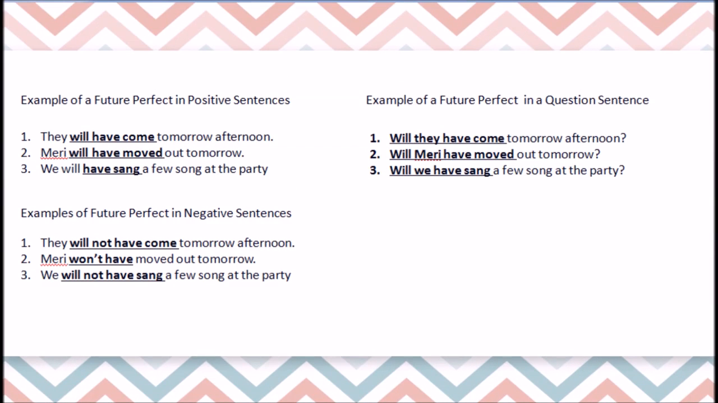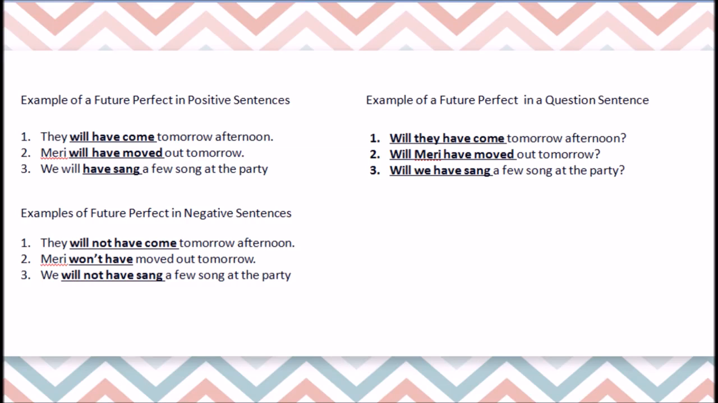Example of future perfect tense in positive sentence. They will have come tomorrow afternoon. Mary will have moved out tomorrow. We will have sung a few songs at the party.